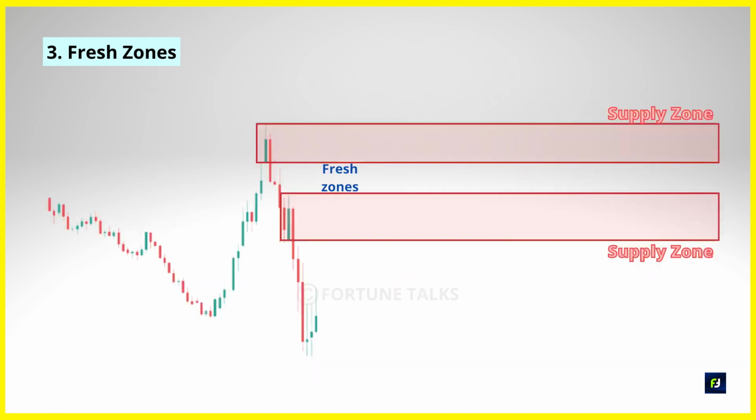Now look at this chart. We have a supply zone that the price has not tested yet. These are actually good zones to short once the price retraces back to this zone. Now the same thing goes for a fresh demand zone.